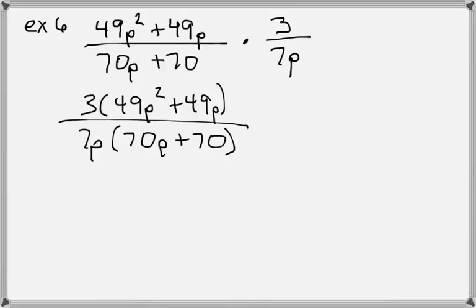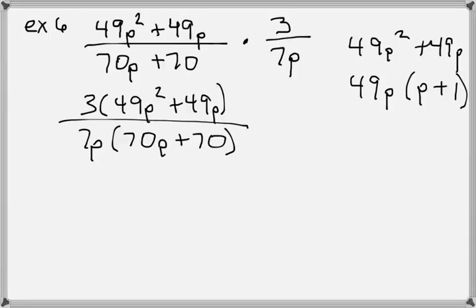Now I want to look to make some cancellations. Right now, it doesn't appear that we have any, but we do have some things we can factor. So we had 49p squared plus 49p. I can factor out a 49p. That is going to leave me with p plus 1. So I can replace this whole thing with its factored form.